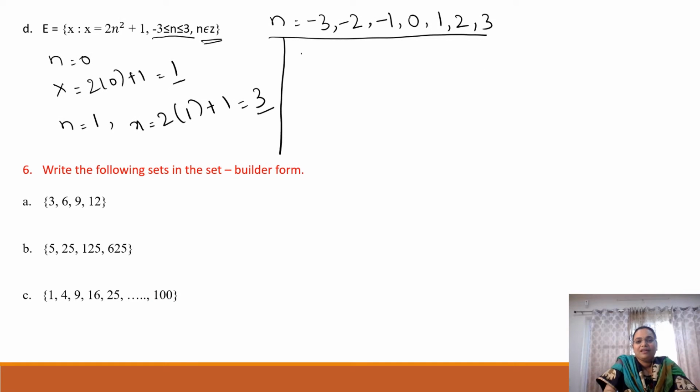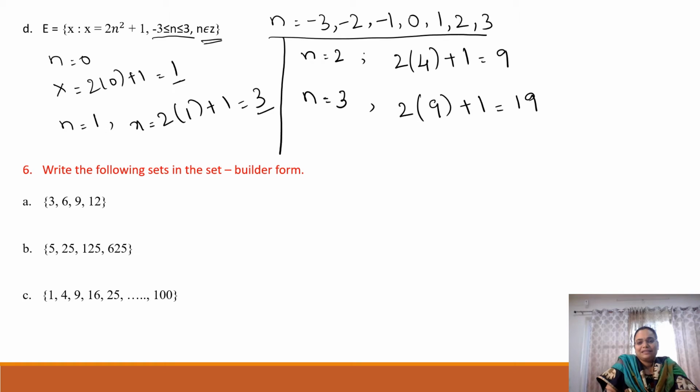In the same way, for n equals 2, we get 2 of 2 squared, that is 4, plus 1. 4 twos are 8, plus 1 is 9. So for n equals 3, we get 2 of 3 squared, which is 9, plus 1. That is 9 twos are 18, 18 plus 1 is 19.